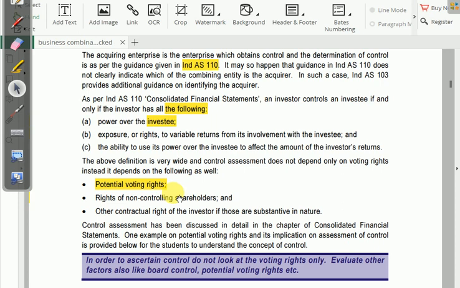Next is rights of non-controlling shareholders. That is also looked for checking the control purpose. Next is other contractual rights of the investor if these are substantive in nature. Control assessment has been discussed in detail in the chapter of consolidated financial statement that we will see in Ind AS 110. Now we are not discussing.